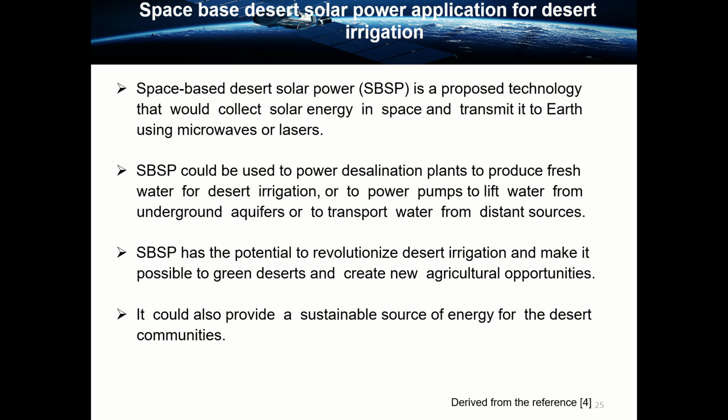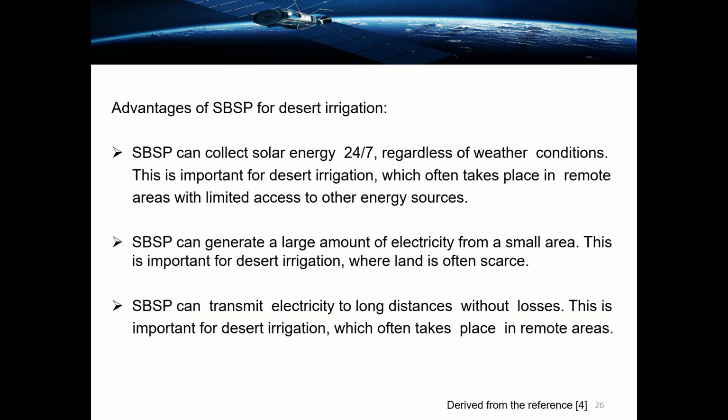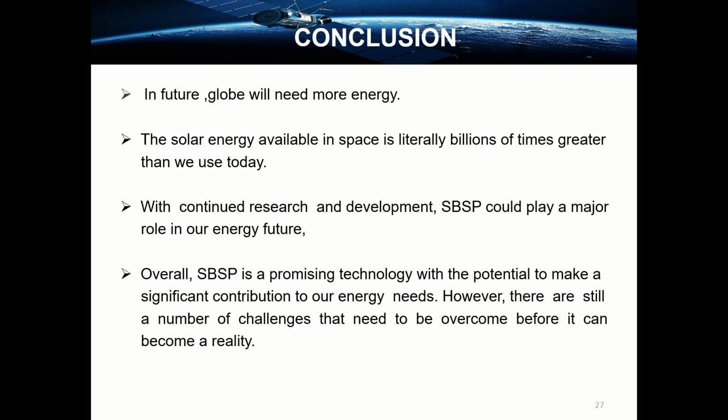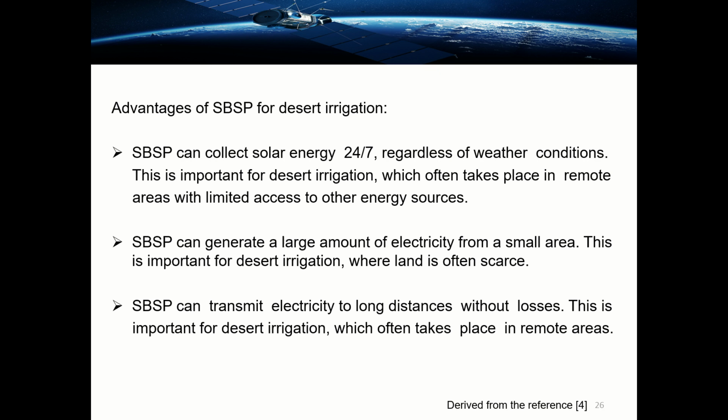Space-based solar power has the potential to revolutionize desert irrigation and make it possible to green deserts and create new agricultural opportunities. It could also provide a sustainable source of energy for desert communities. Advantages of space-based solar power for desert irrigation. Space-based solar power can collect solar energy 24/7 regardless of weather conditions. This is important for desert irrigation, which often takes place in remote areas with limited access to other energy sources.